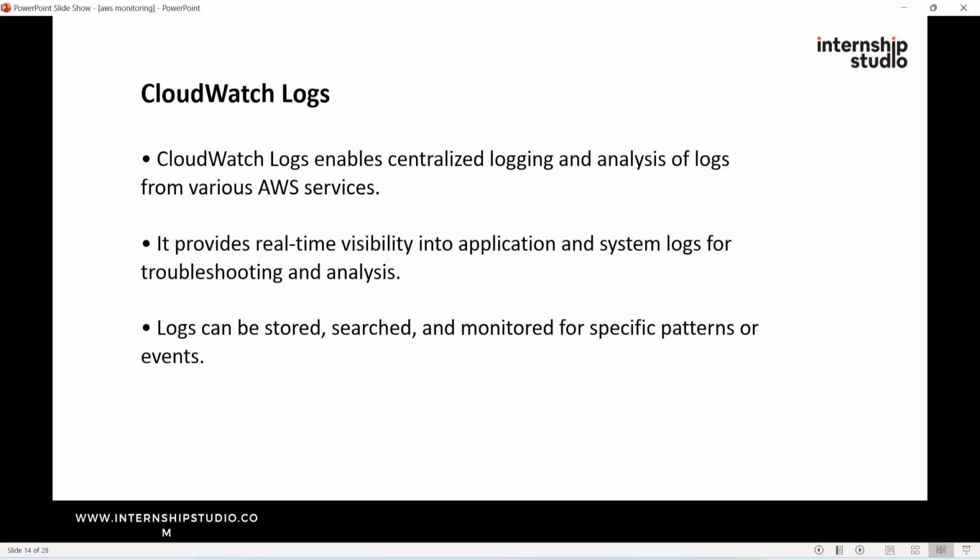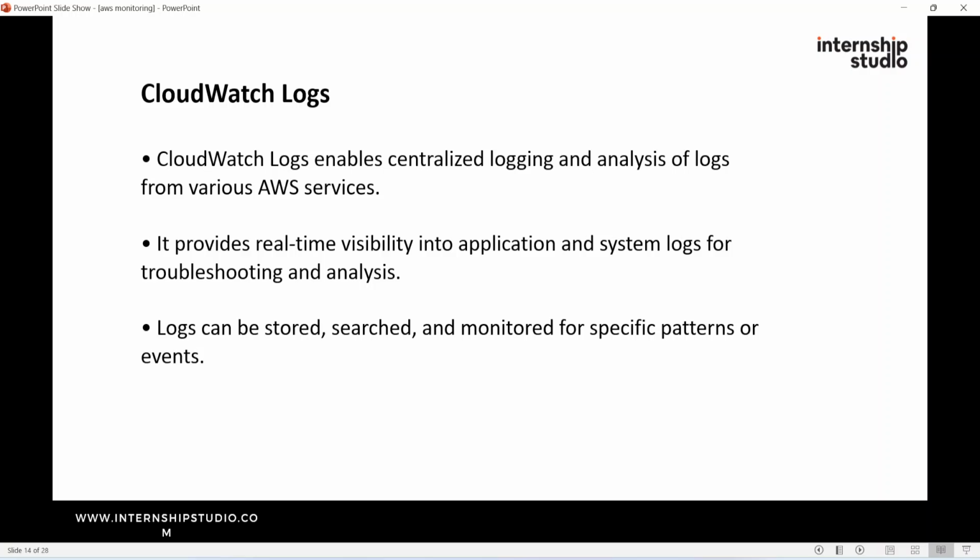Next we have CloudWatch logs. CloudWatch logs enable centralized logging and analysis of logs from various services. It provides real-time visibility into application and system logs for troubleshooting and analysis. Logs can be stored, searched, and monitored for specific patterns or events.